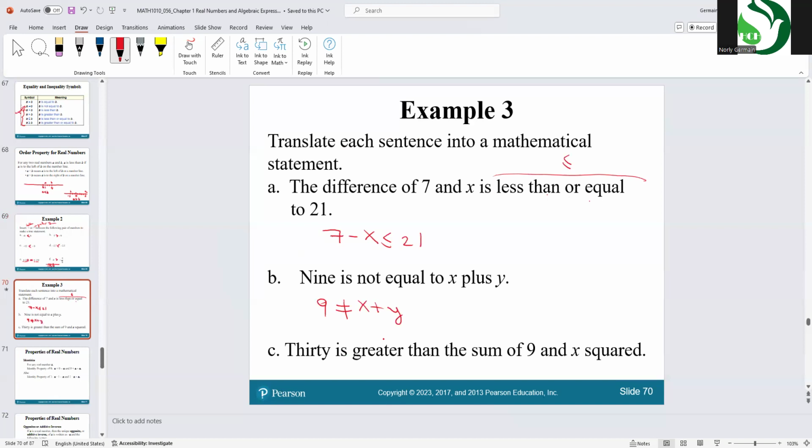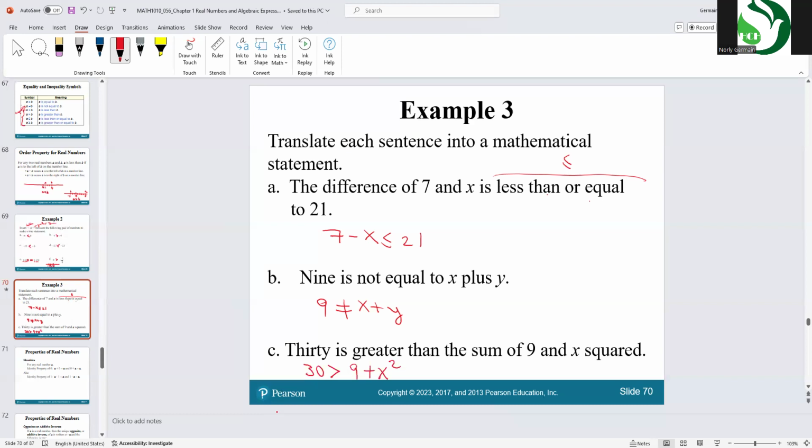Mathematics is not only numbers and letters. Sometimes we can express mathematics in words. So, construct a complete sentence. 30 is greater than, is that symbol, then the sum of 9 and x squared. You see, as I'm reading, I'm writing also the mathematical expressions for it.